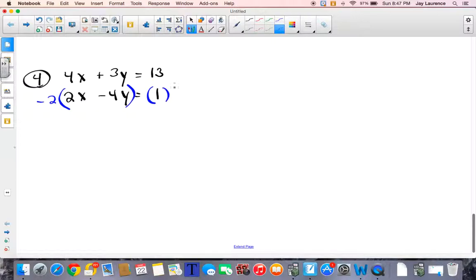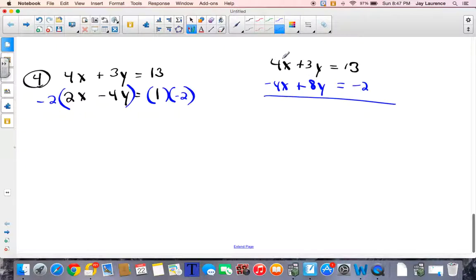Times negative 2, times negative 2. So my top equation remains the same. And my bottom equation becomes negative 4x plus 8y equals negative 2. All right, those are going to cancel when I add the equations together. That'll become 11y, and that's going to become 11. Dividing by 11, I get y equals 1.